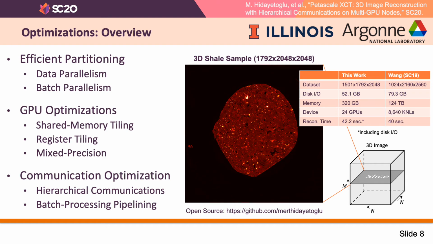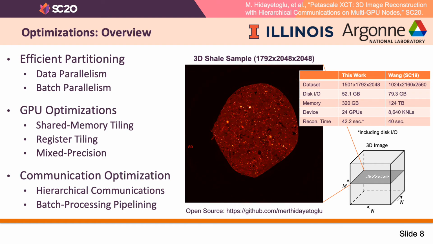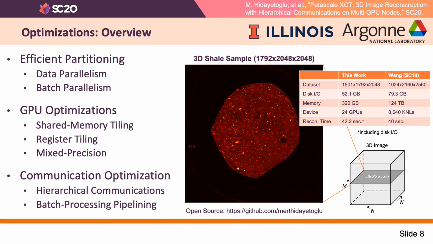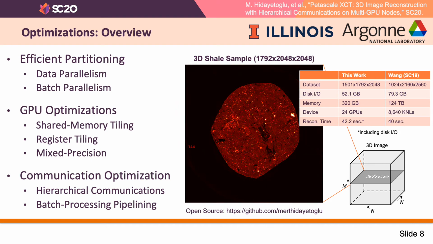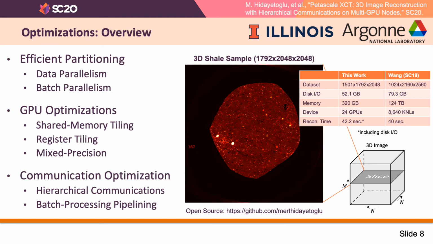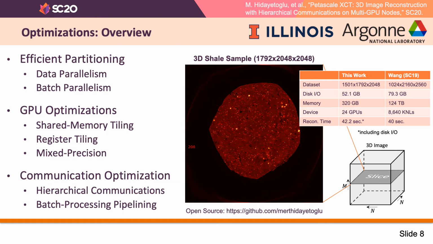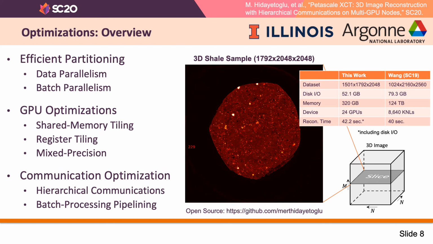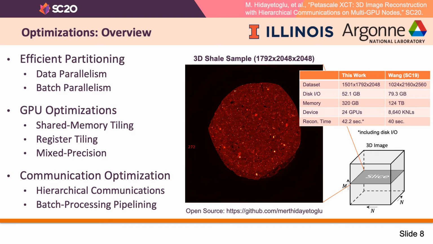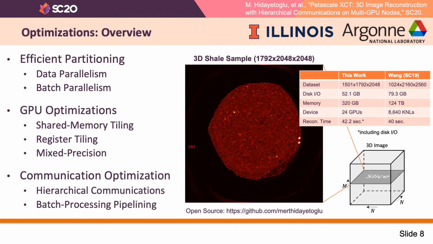First, I will explain our partitioning strategy, which is designed for multi-GPU nodes. Second, I will go through the optimizations for accelerating sparse operations on GPUs. We propose a novel shared memory tiling and register tiling with mixed precision implementation. Third, I will explain the communication bottleneck and how we tackle it with hierarchical communications. I will also mention how we hide communications further in the batch processing pipeline.